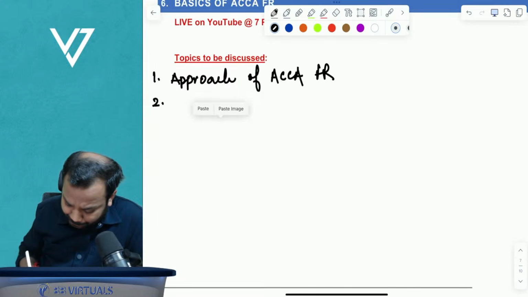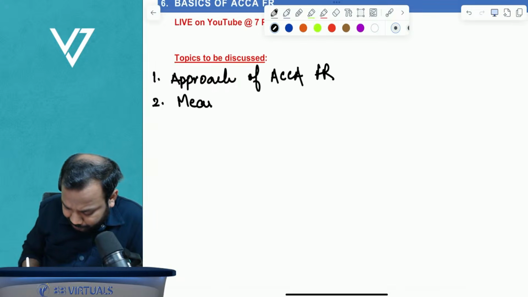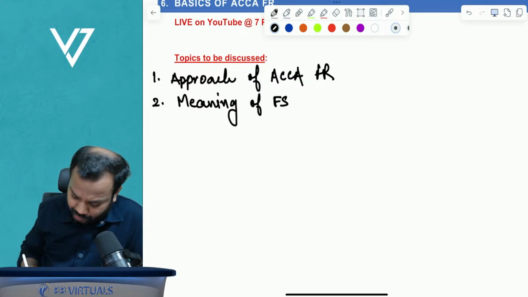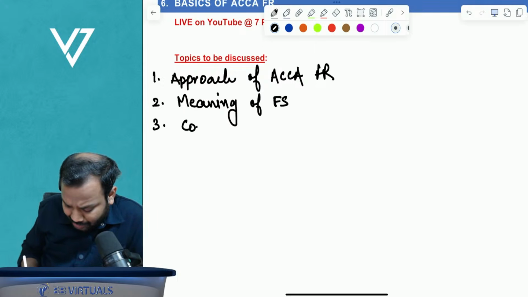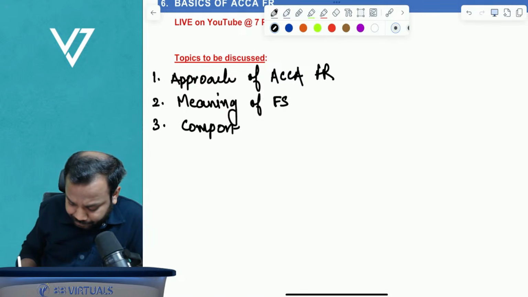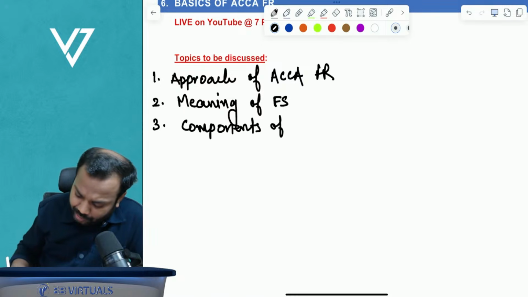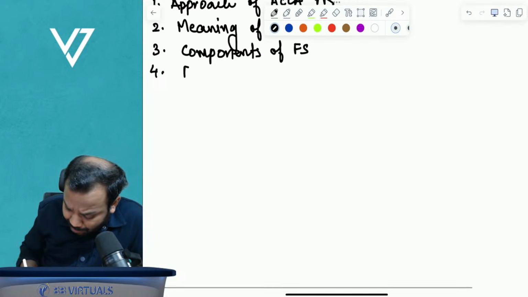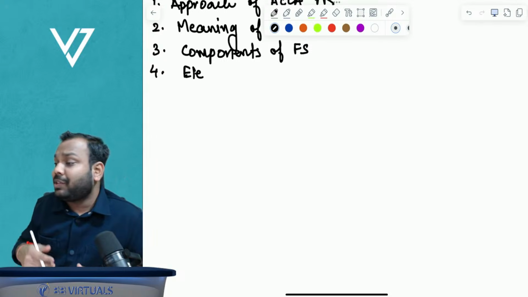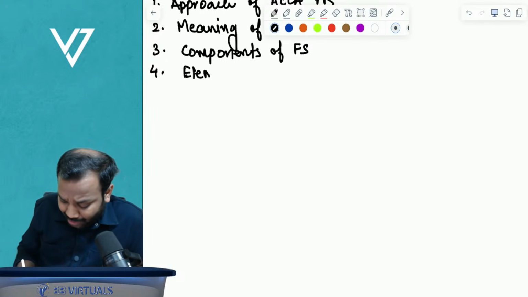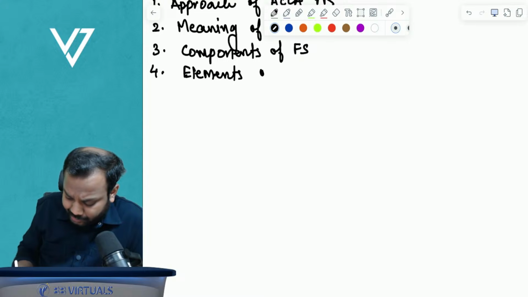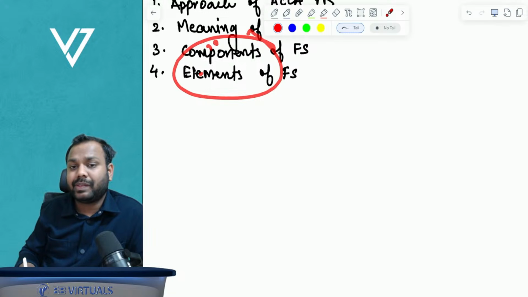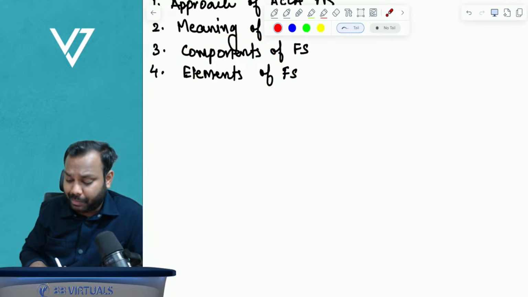What is the meaning of financial statements? We'll study further what are the components of financial statements. We'll study what are the elements. Generally, I've seen students don't know the difference between components and elements of financial statements. They believe they are the same. They are not the same. There is a significant difference between components and elements.